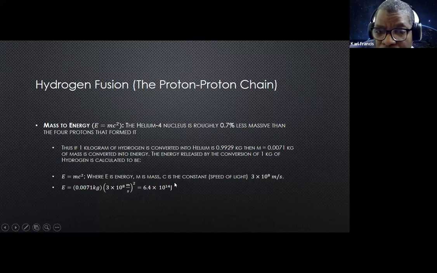That's for one reaction, right? That's a lot of energy. For a kilogram, that's a lot of energy. And now we begin to understand how the sun is able to provide this constant stream of energy, because it's creating this huge amount of energy.